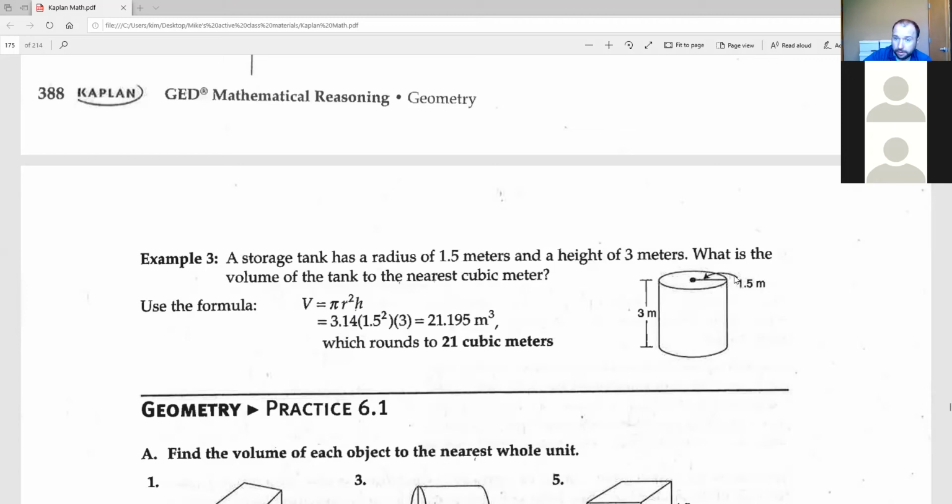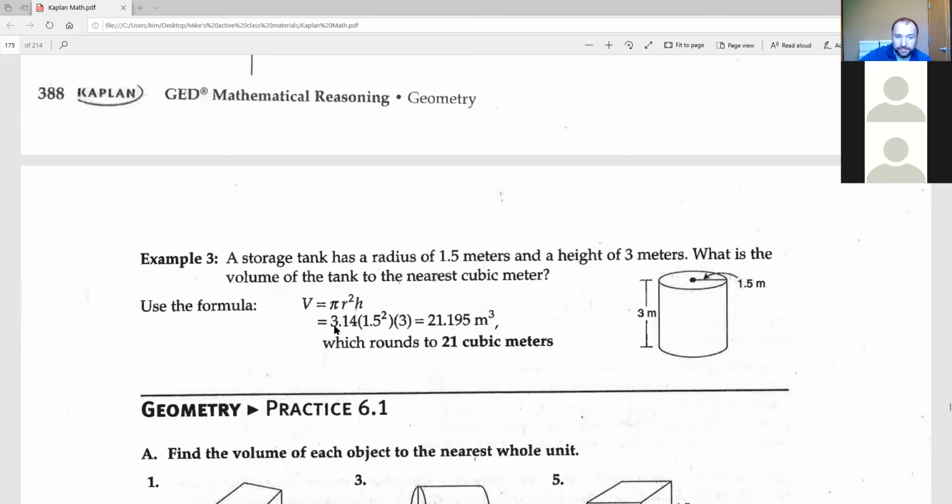Again, remember, the diameter of a circle would be all the way across the circle through the middle point, right? The radius of the circle is just from the center to the outside. So in other words, half of the diameter, okay? So in this case, they tell us that the radius of this tank is 1.5 meters.